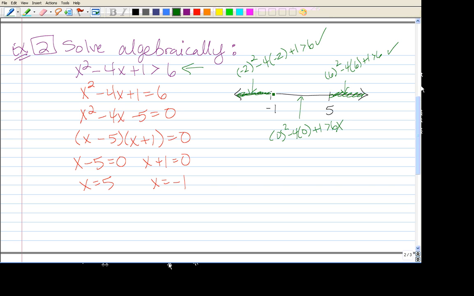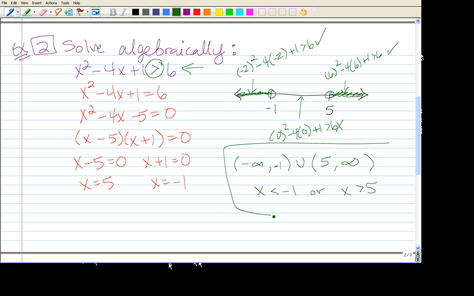Now, as for the critical values themselves, I'm going to refer back to my equation. I see that it's not an equal to, it's just a greater than. So I will put open circles on those points and then write down my answer. So here I will have an answer of -infinity to -1 union 5 to infinity. You could write this also as the x values, oops, that should be a -1, x values less than -1 or the x values greater than 5. That's the answer.